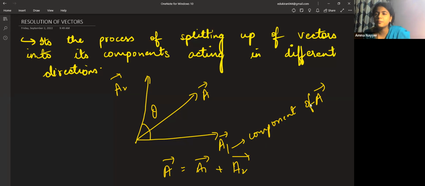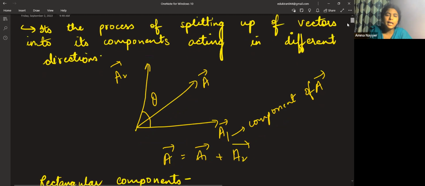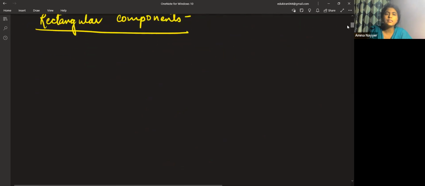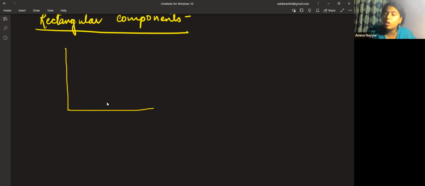But you have a very special case in your syllabus, which is known as rectangular components. That only you have to focus on for your class 11, for your class 12, even for your entrances also. The rest of the components with different angles, you don't need to worry about. In rectangular components, we mainly resolve the vector along the x and y axis, which means you are having 90 degrees as the total angle.